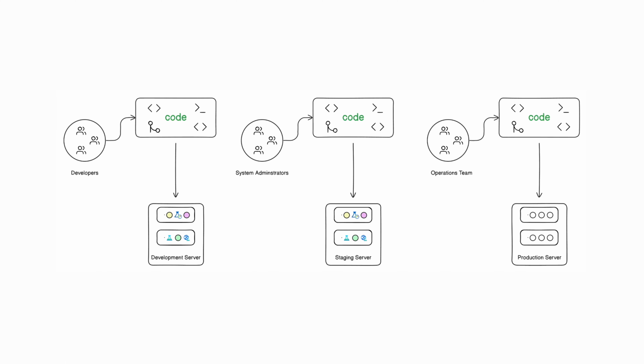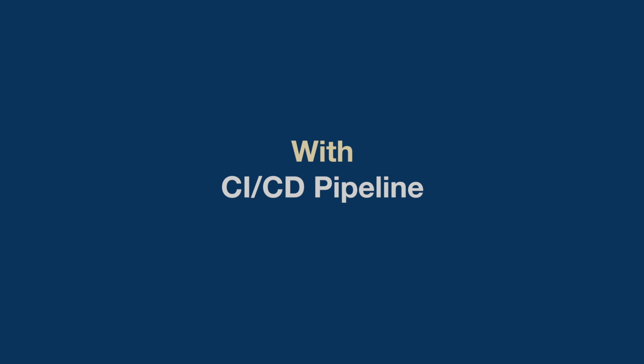Sometimes just going from development to production will take weeks and sometimes even months for these large applications because of these detailed requirements to make it work. Now let's take a look at what it actually looks like with a CI/CD pipeline.